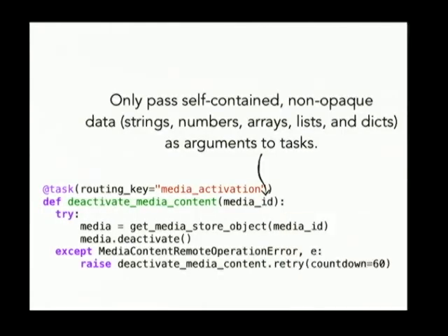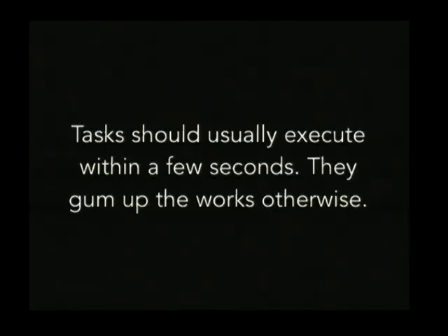The other thing is we try to only pass self-contained, non-opaque data through as arguments. We don't try to construct fancy stateful objects and send them through. It uses pickle to serialize them, and pickle works really well, except when you reload code and there are different versions and so on. So we try to stick with strings, numbers, and arrays, lists, and dicts of strings and numbers and arrays and lists and dicts as arguments. That seems to work fairly well for us.